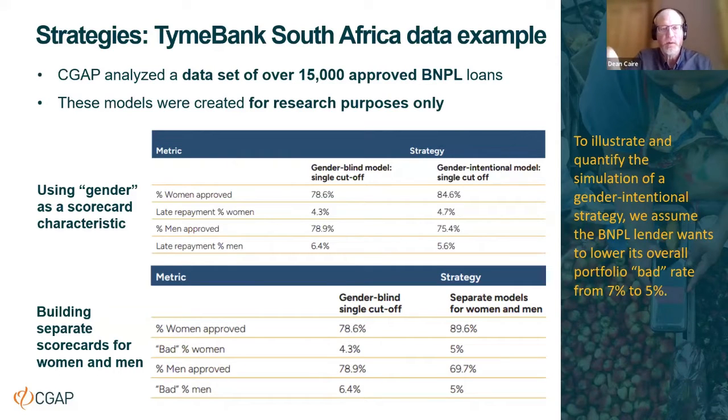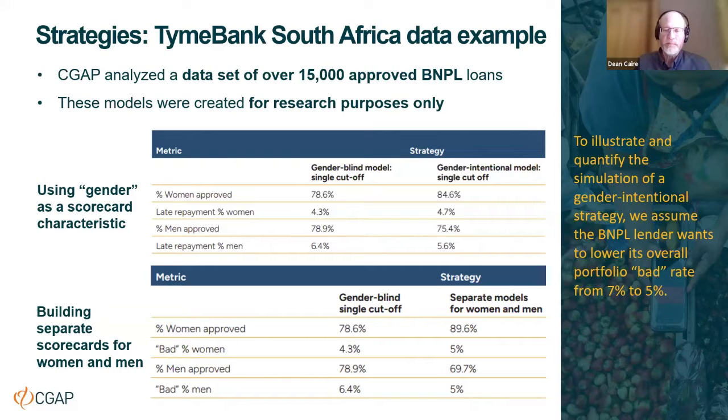But what you see is, again, we're comparing here on using the gender characteristic in a scorecard. We're comparing our baseline case where we just had this single cutoff with now having this characteristic added to the scorecard. And what that does is it increases the share of women that can be approved from 78% to nearly 85%, 84.6. And the late repayment rate for women is higher now because we've included more of the women who had less good repayments.